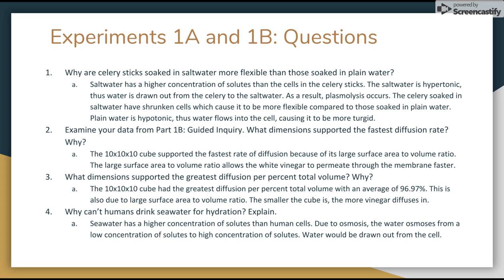Question number 4. Seawater has a higher concentration of solutes than human cells. Due to osmosis, the water osmoses from a low concentration of solutes to a high concentration of solutes. Water would be drawn out from the cell.